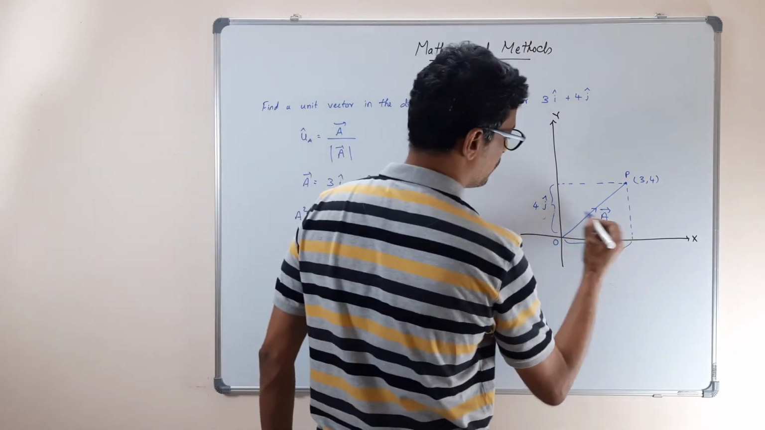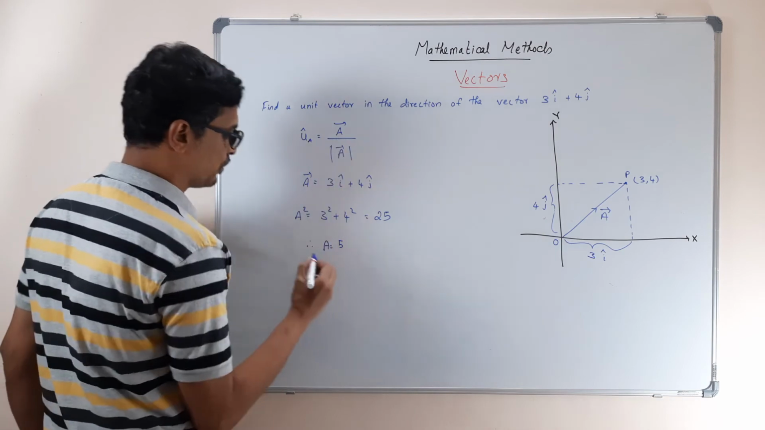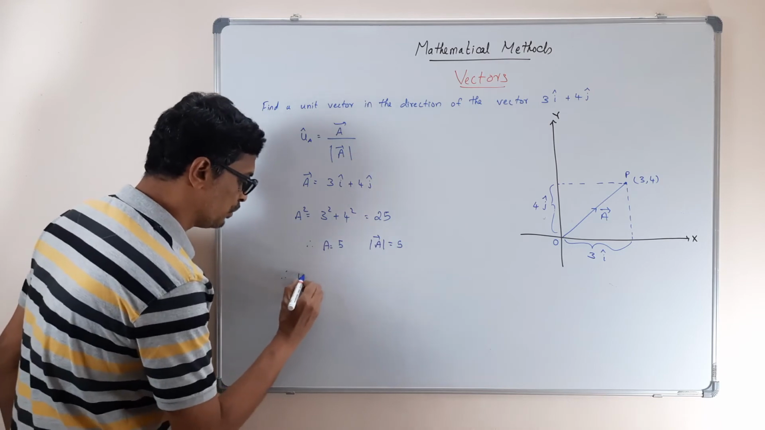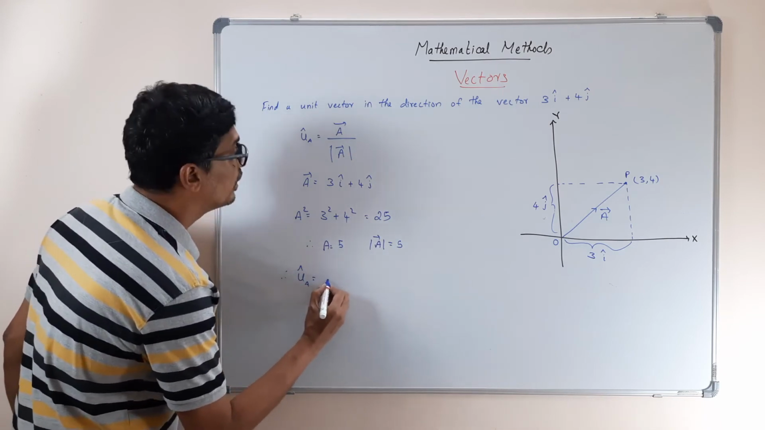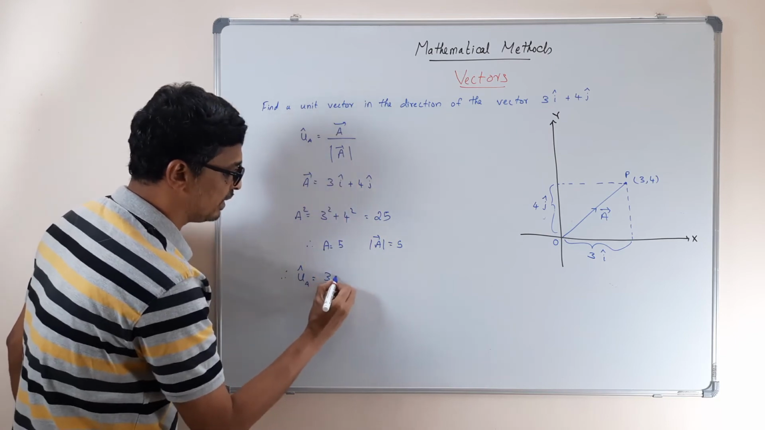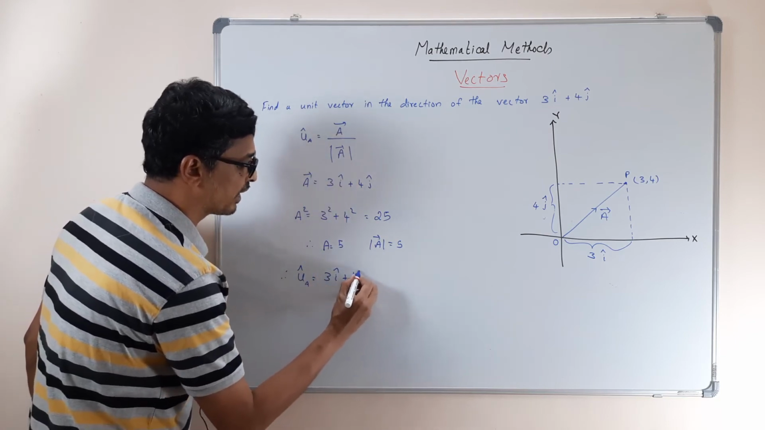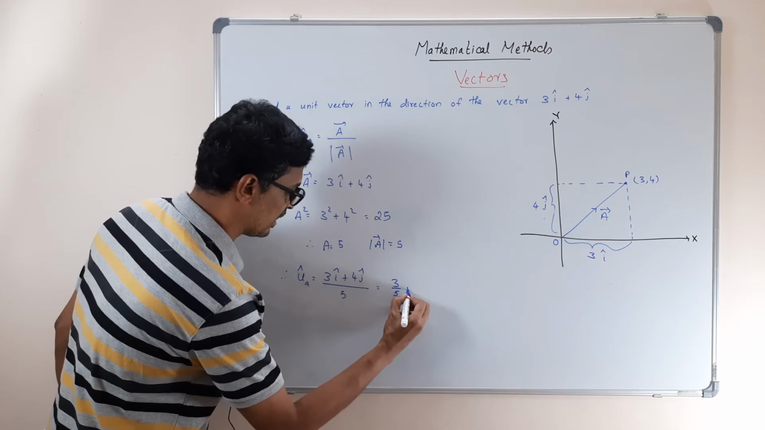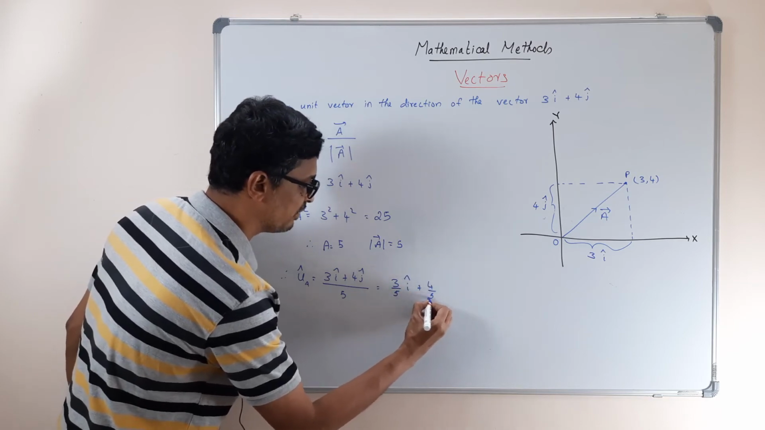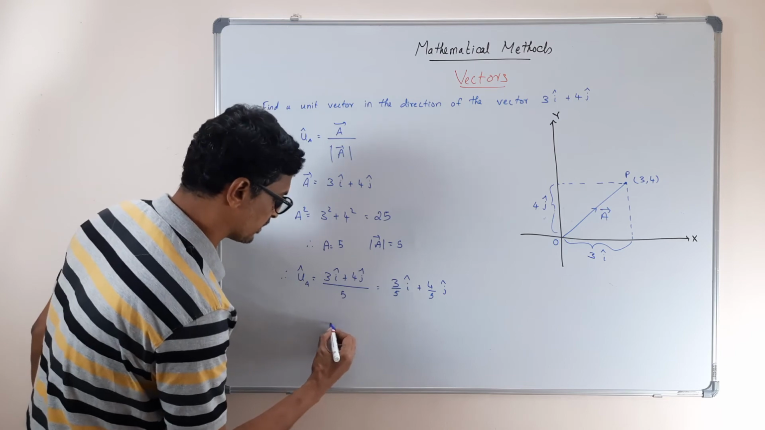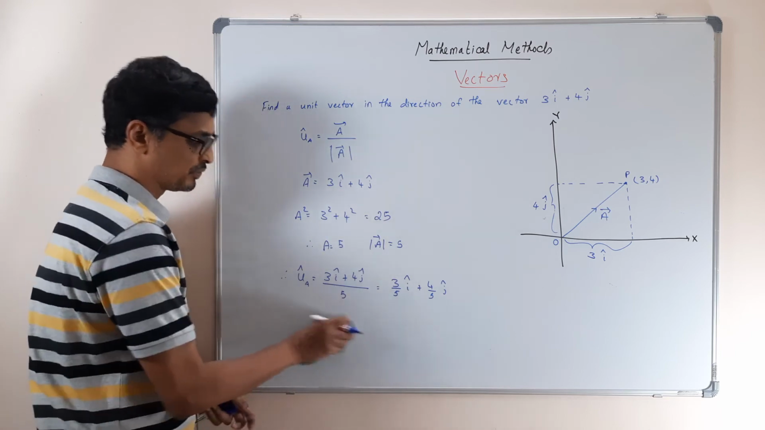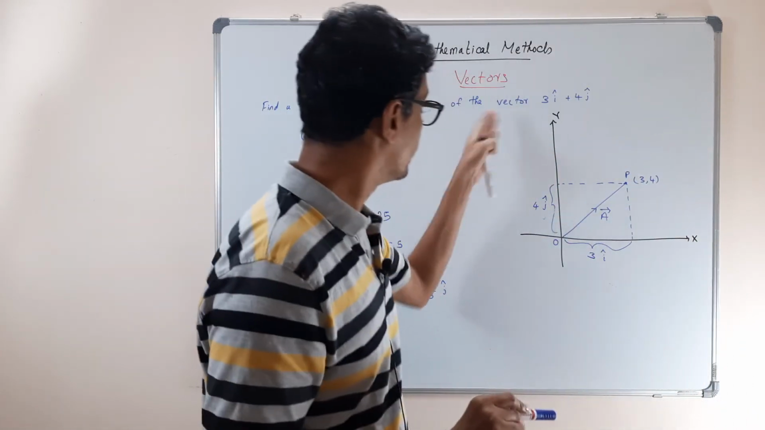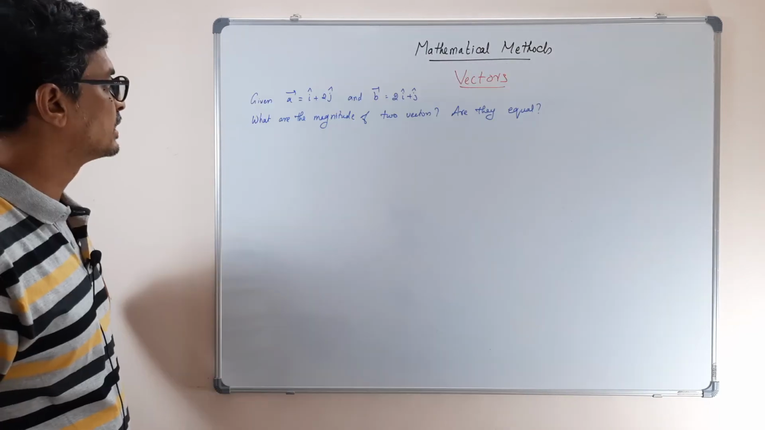So magnitude of A equals 5. Therefore, your UA cap will be, let us substitute A vector, 3 i cap plus 4 j cap divided by 5. That will be equal to 3 by 5 i cap plus 4 by 5 j cap. That's what your formula answer is. So this is your unit vector in the direction of the given vector. This is a simple problem.